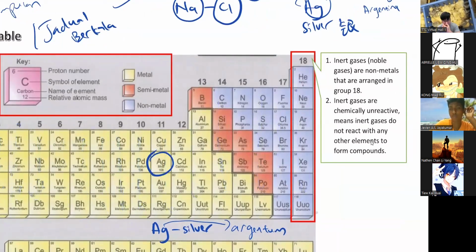Printed your notes, forgot to staple. Okay, then you staple yourself. Yes, Shane, what do you want to ask?